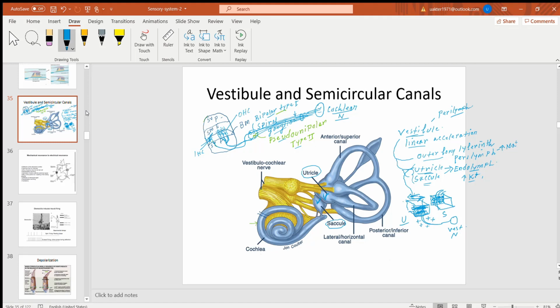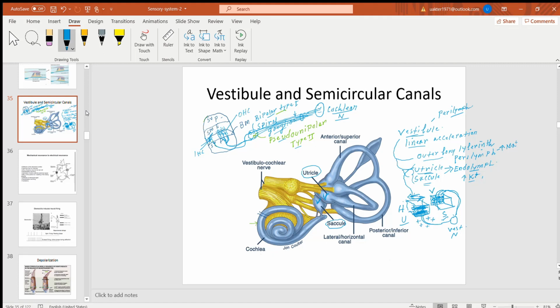Makes sense? So utricle hair cells will be activated by horizontal plane movement, and also head tilt, and the hair cells in the saccule will be activated by vertical movement, and will be taken to the vestibular nucleus. So these two structures are activated by two different types of linear acceleration. This is horizontal and this is vertical, up down.